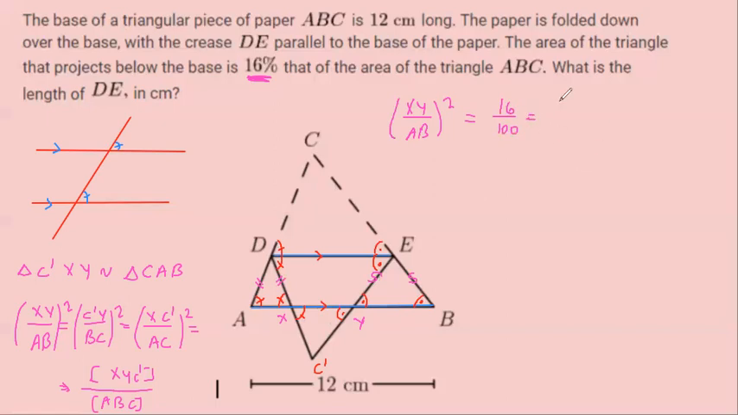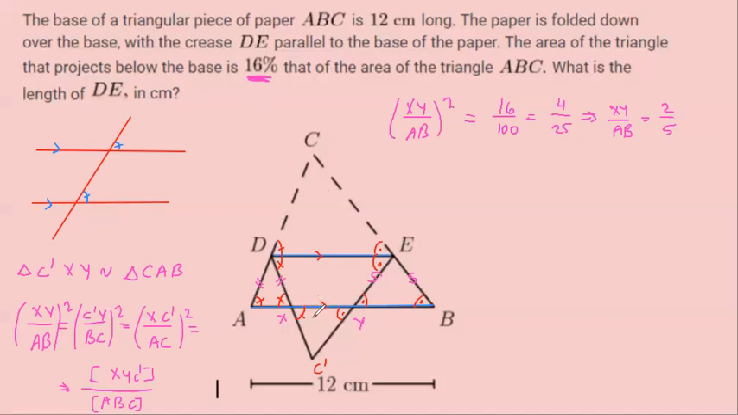And this is basically, I can take the maybe square root after simplifying. So if I take the square root, then xy over AB has to be 2 over 5. Okay, so we got something. This is really important for us to know, at least at this point.